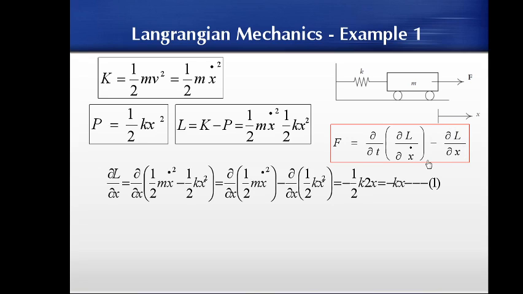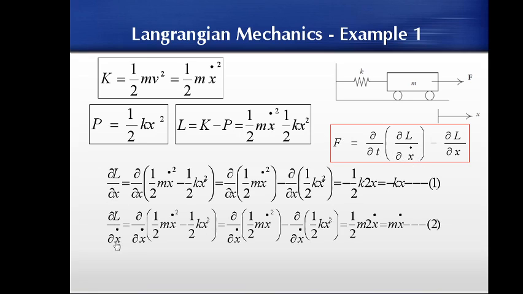Now I'm going to find the expression for ∂L/∂ẋ. That means I need to differentiate this general equation with respect to ẋ first of all. So ∂L/∂ẋ is equal to ∂/∂ẋ of the expression for the Lagrangian. On expanding in a similar fashion, I am getting ∂/∂ẋ of half m ẋ square minus ∂/∂ẋ of half k x square, where I can see the second term doesn't have any terms with respect to ẋ, so this is equal to 0.